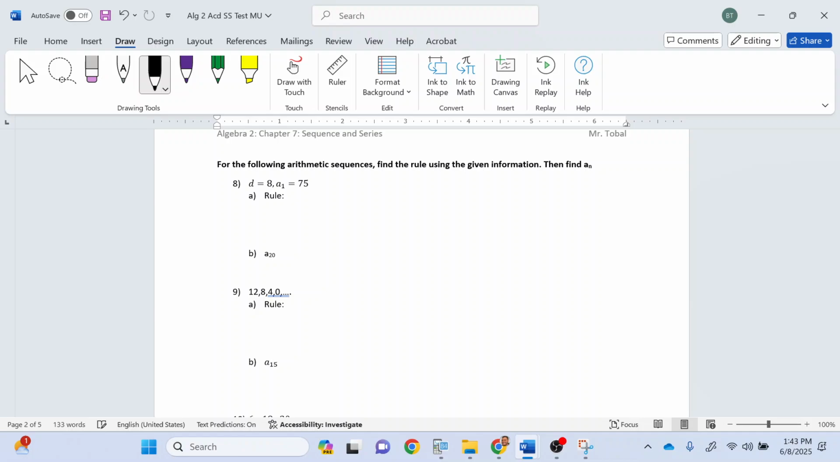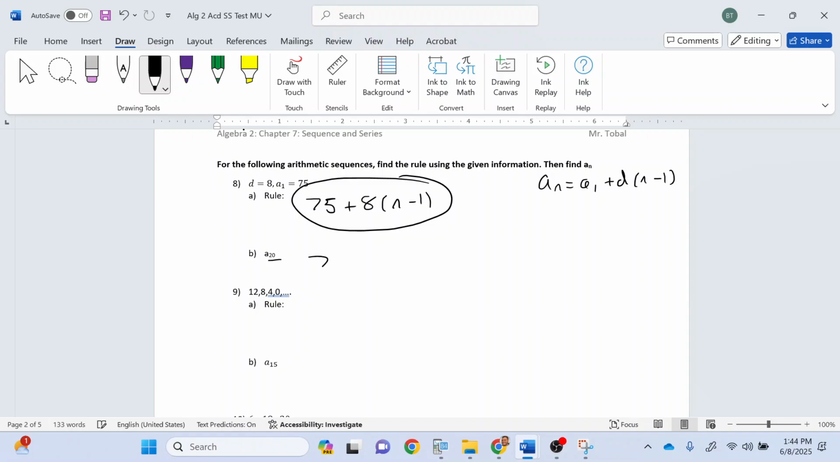For the generic arithmetic sequence, an equals a1 plus d times n minus 1. So in this case, a1 is 75, 75 plus d, which is 8, times n minus 1. Guess what? That's your rule. Isn't that so useful? Now we're going to find it for the 20th step. So 75 plus 8 times 20 minus 1, because you're supposed to put in 20. And you could type that in your calculator.